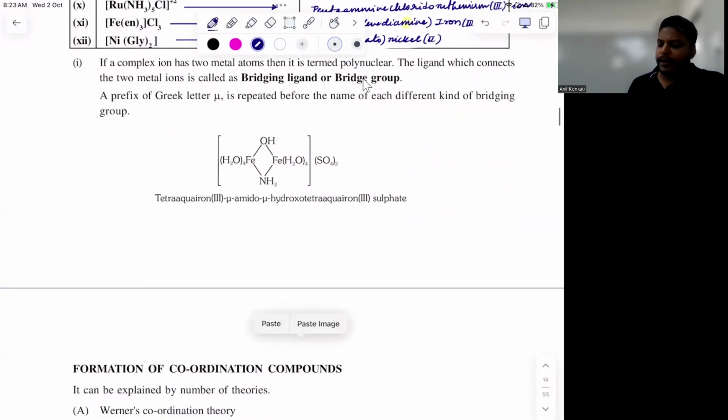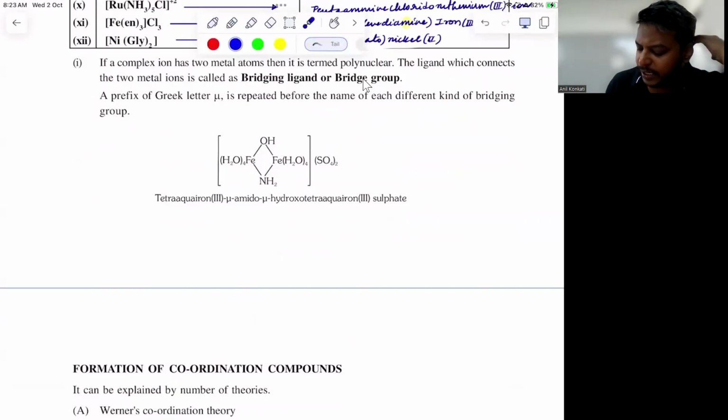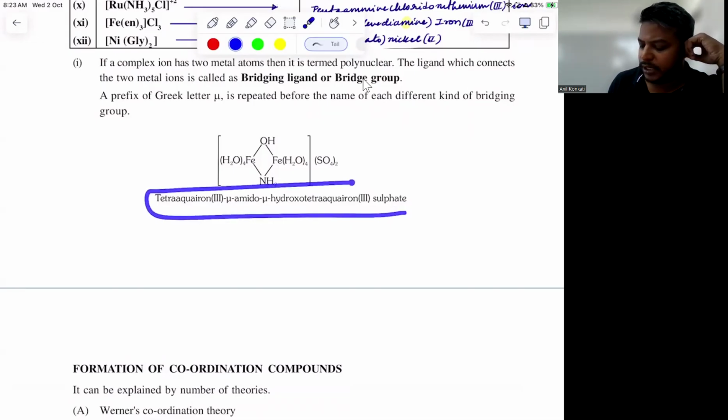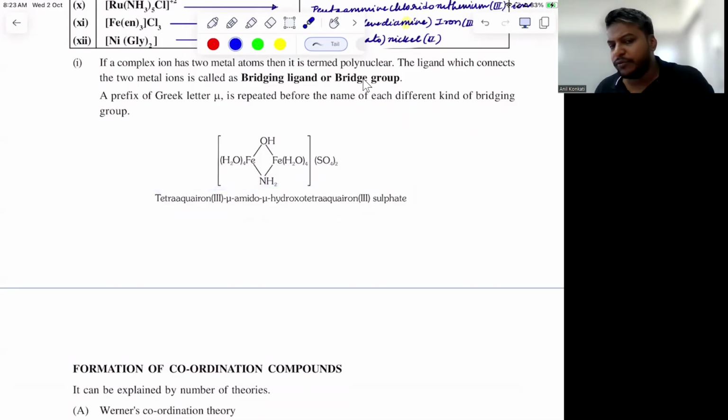If you notice bridge ligands, these ones which are bridging two metals should be represented as mu. So that will become mu amido, mu hydroxo, then tetraaqua iron sulfate. I hope all of you got that. How do we represent the mu forms there? Clear?